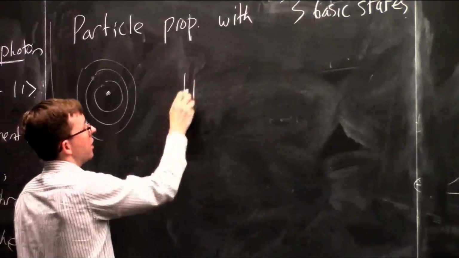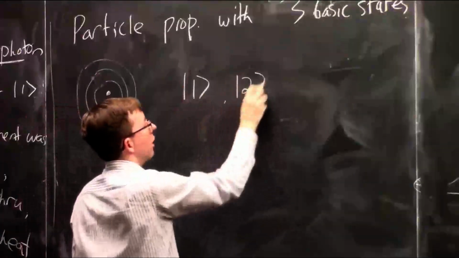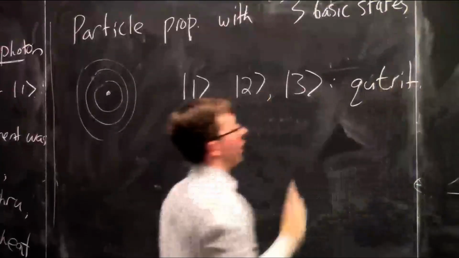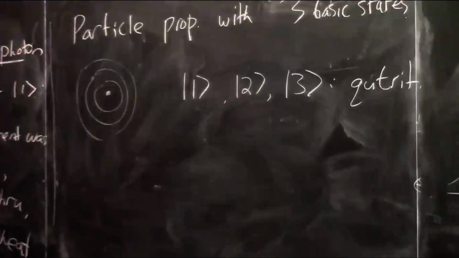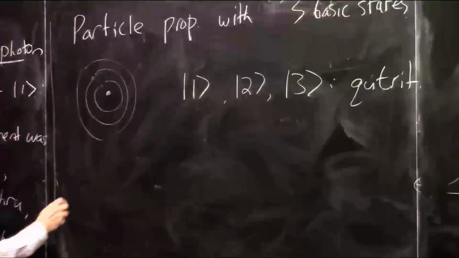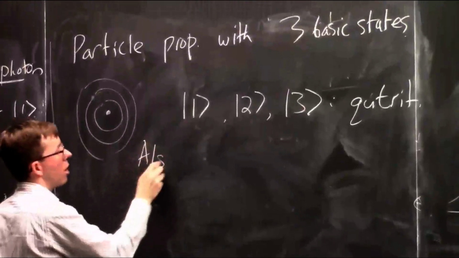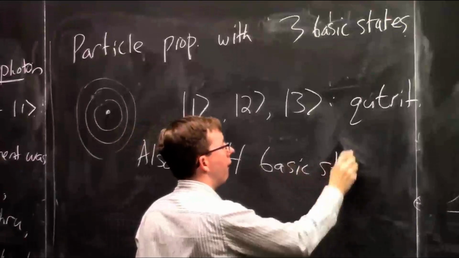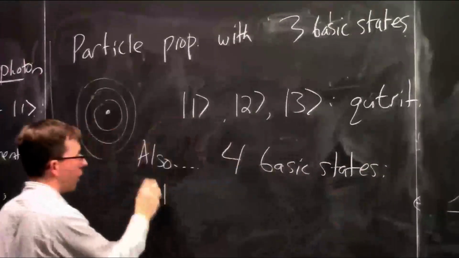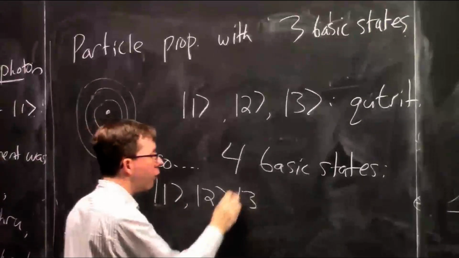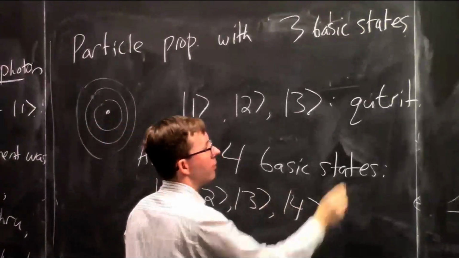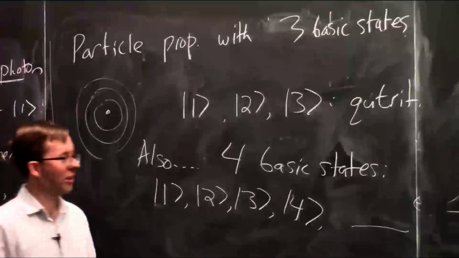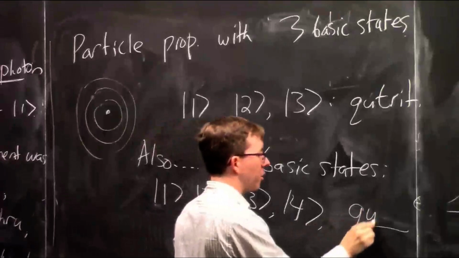Okay, so that's perfectly fine. And we usually call the 3 possibilities 1, 2, and 3. And this is called a qutrit, by analogy with the trit in basic computing. And you can also have a particle with 4 properties, or 4 basic states, in which case it's most common to call them 1, 2, 3, and 4. And do you know what this one is called? It's a trick question. It's called a qudit with d equals 4.